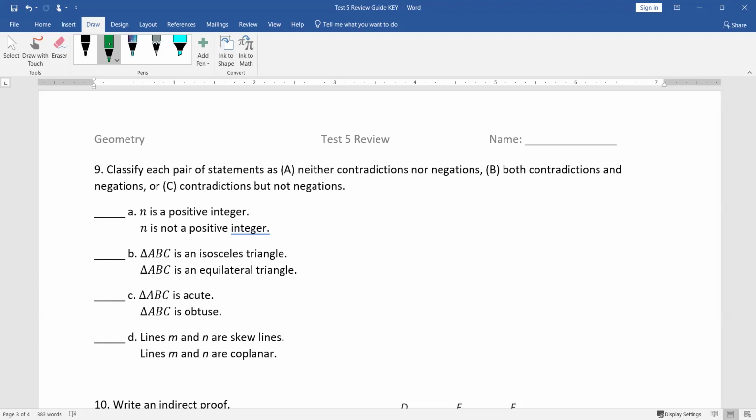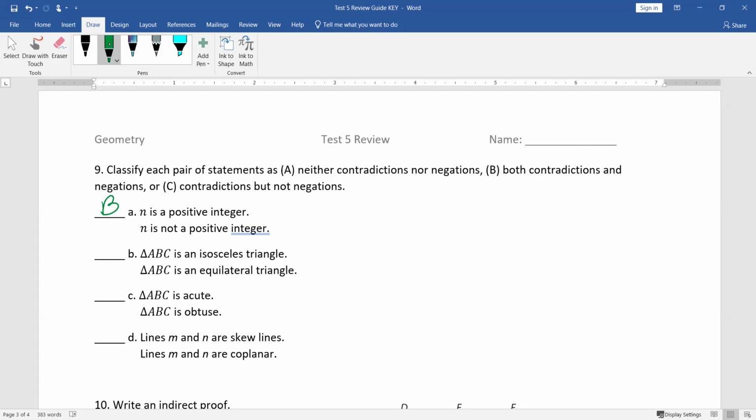All right, so for A, n is a positive integer, n is not a positive integer. So does that contradict? Yes. Does it negate? Yes. Numbers can either be positive or negative. Oh, shoot. Technically, it could be 0, which is also neither positive or negative. But we're not going to go with that. In this case, a number is either positive or negative. Okay. Maybe we could say 0 is only positive. You can't have a negative 0. Okay, we'll just go with that one. So this one would be both a contradiction and a negation. B.